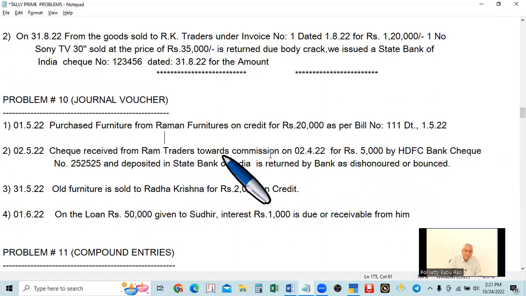Then what to do now? So we received commission, okay. Commission is income, okay. That will not remove that income. But the check received from Ram Traders for the commission.